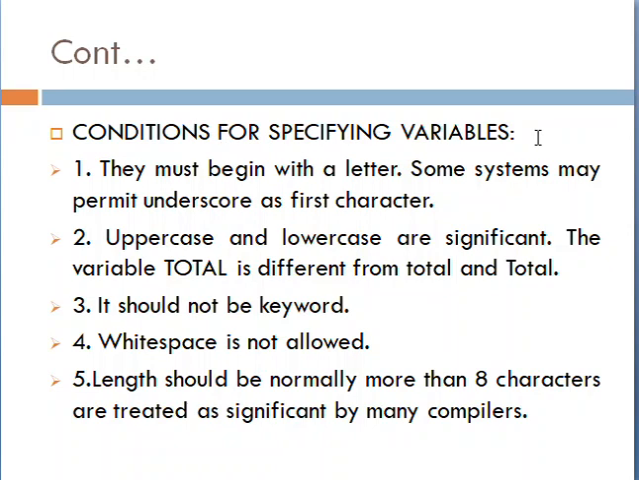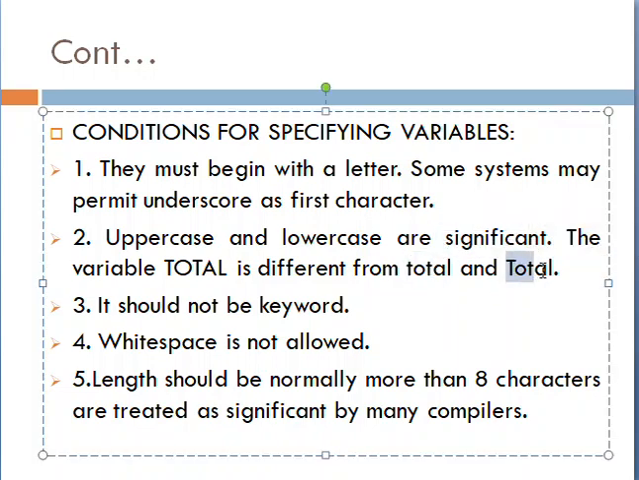Conditions for specifying variables: they must begin with a letter. Always they begin with a letter. Some systems may permit an underscore as the first character. Uppercase and lowercase are significant. The variable Total is different from total. Similar to what we read earlier, in single quotation 5 and only 5 are different things. So here, the same is the example: the capital Total and the small total are different things.